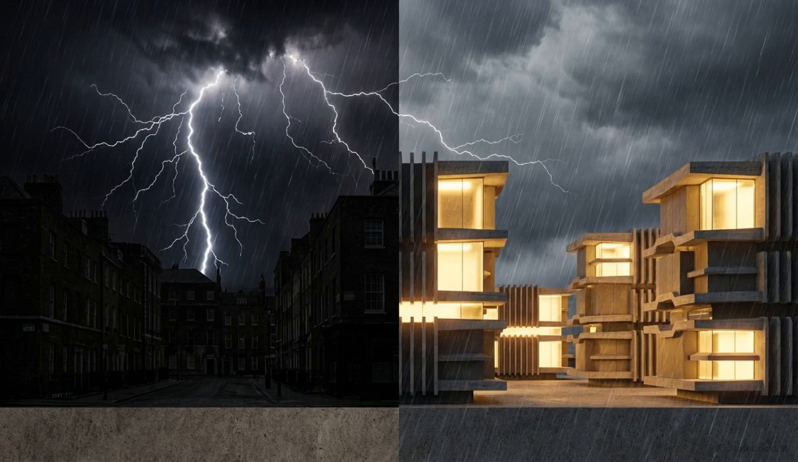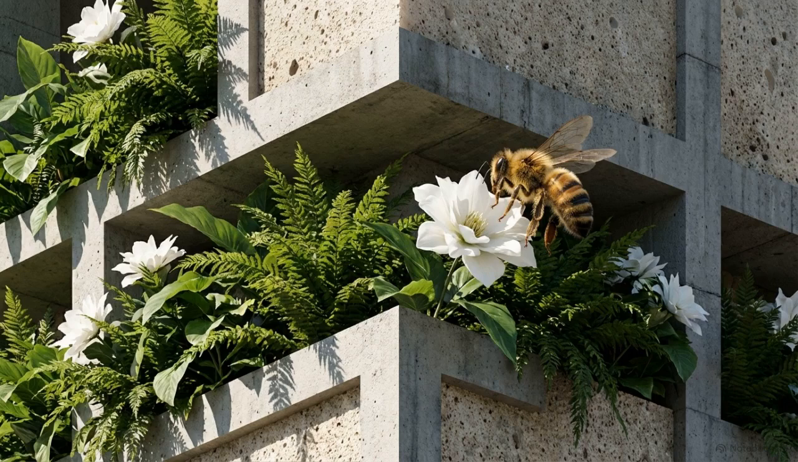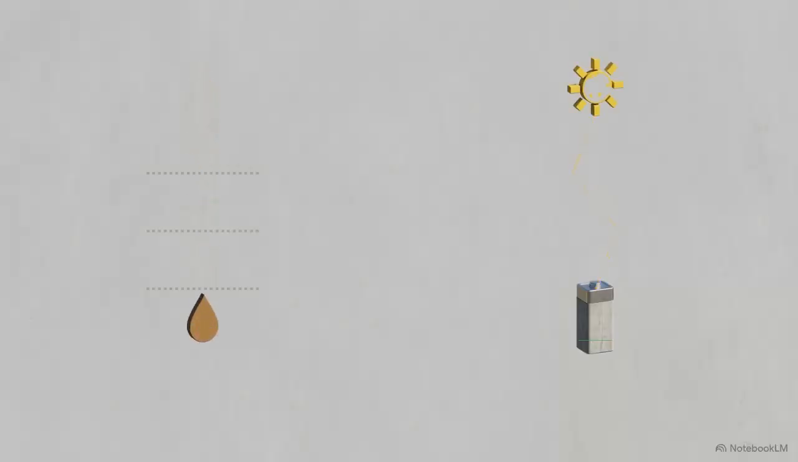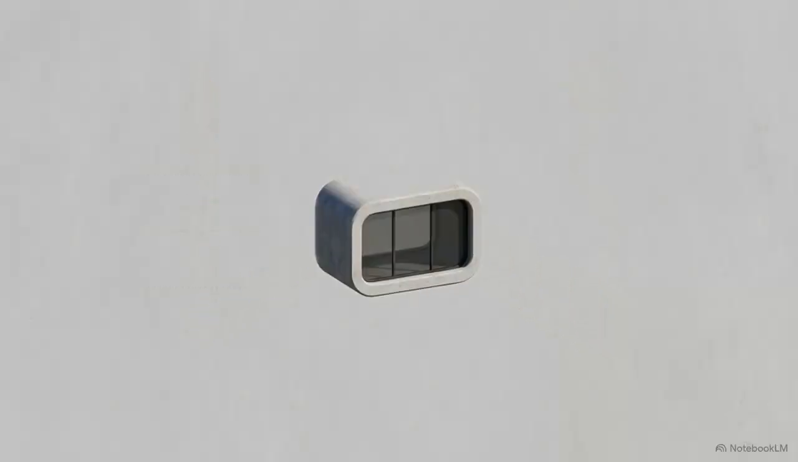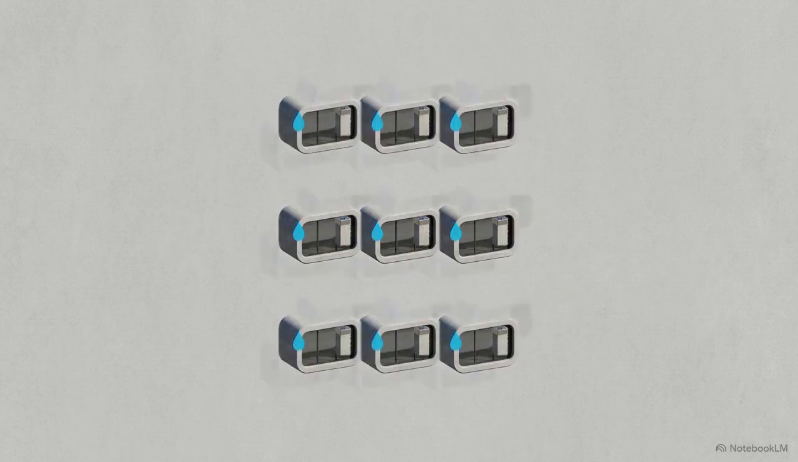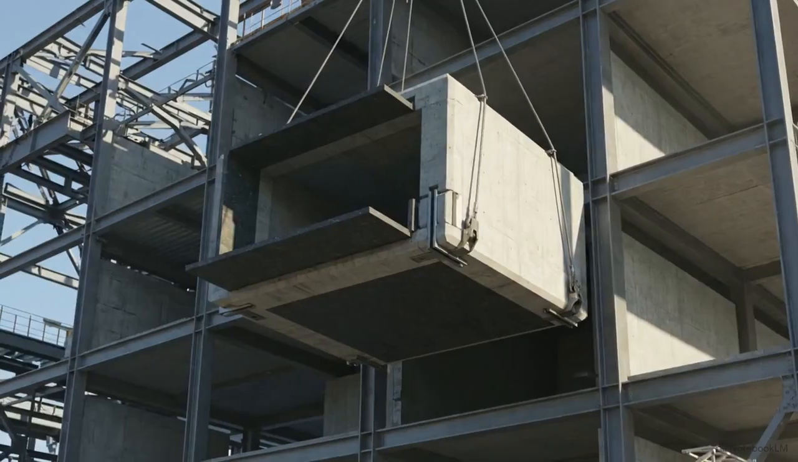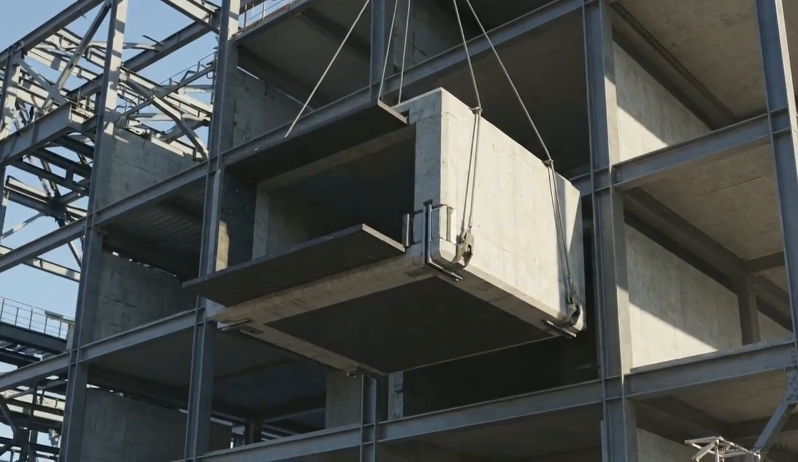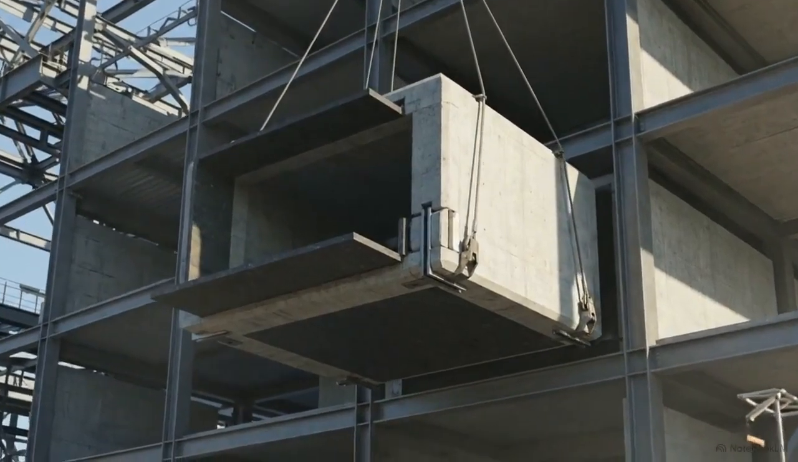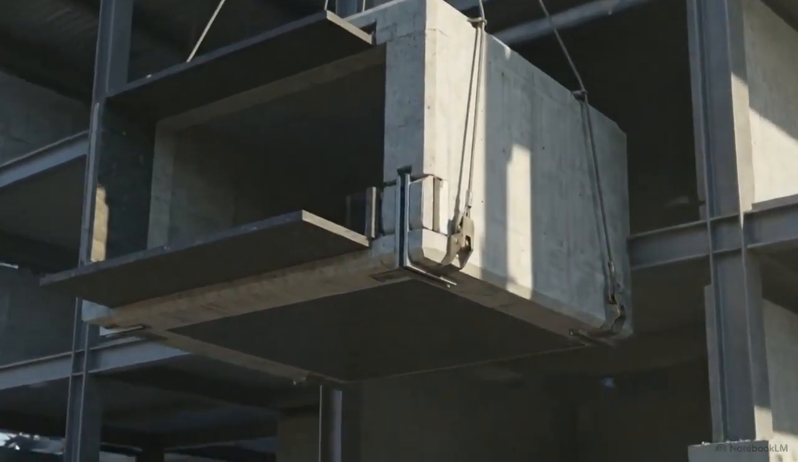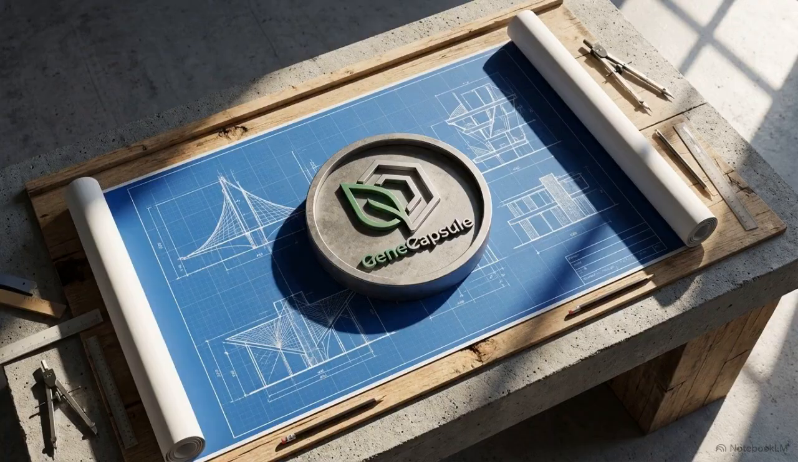The goal of the GeneCapsule blueprint is to move architecture toward a model where buildings contribute to the local ecosystem by filtering water and sharing renewable power. Because the system is based on standardized parts, it is highly scalable. Modular components, like the one seen here sliding and snapping into a structural frame, can be manufactured off-site and deployed quickly. This framework is the starting point for our work here at GeneCapsule.